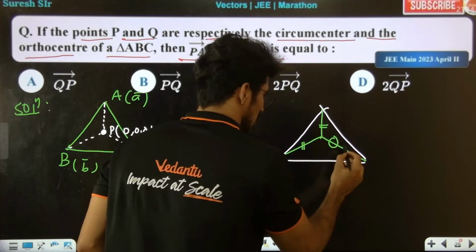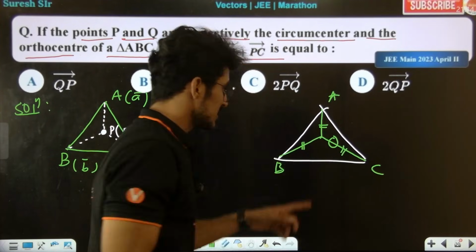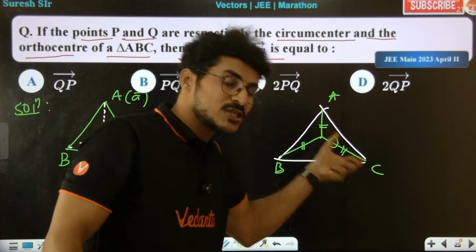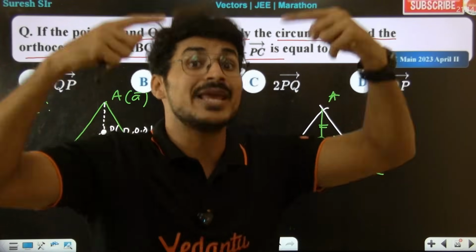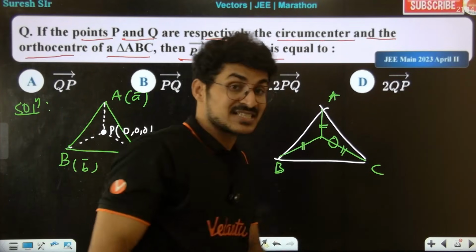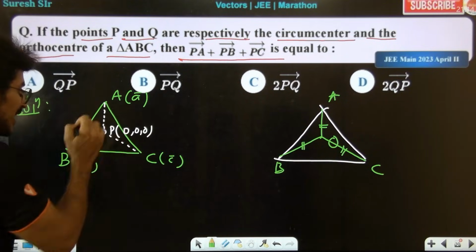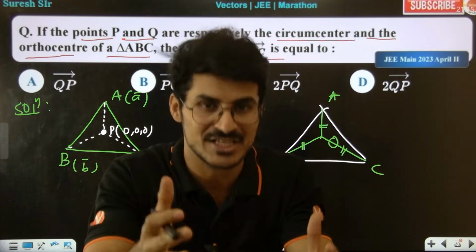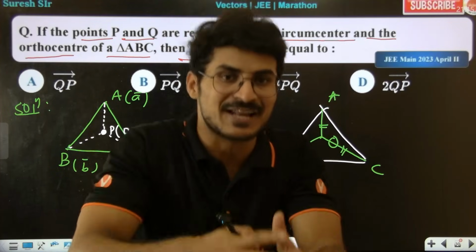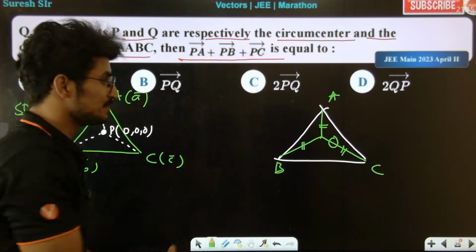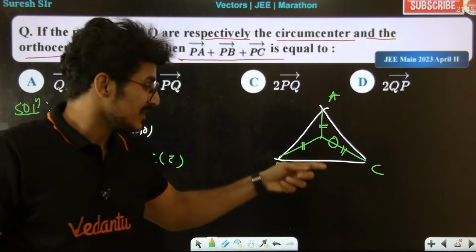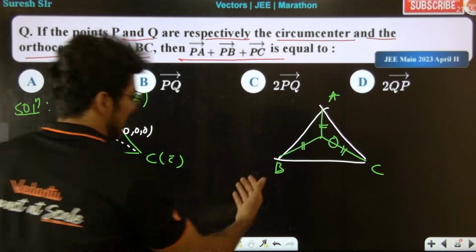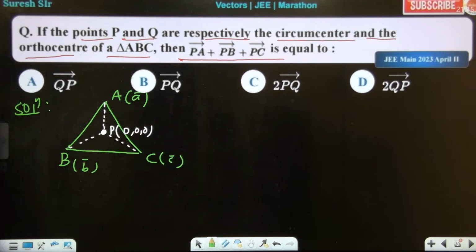Let's say this is A, this is B, this is C. The circumcenter will be at an equal distance from all three vertices of a triangle. So AO, BO, CO will all be equal. Can you take this as the origin? If I take the circumcenter as the origin, then the distance from origin to A, to B and to C will all be equal, as the circumcenter property demands. So I am taking the circumcenter as the origin. Hope you understood this.